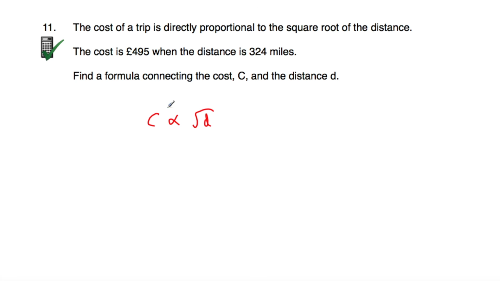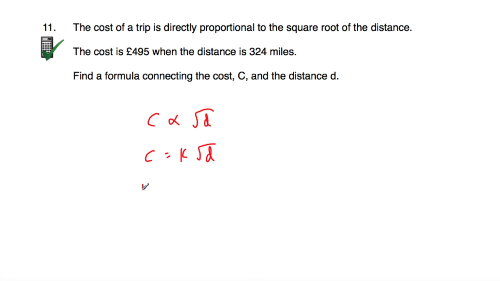Okay, so here we've got the cost is directly proportional to the square root of the distance. So that means if we replace the proportionality symbol with the equal sign, C is equal to, and then let's introduce the constant of proportionality, so let's multiply the right hand side by K. So that's going to be K times the square root of D. And let's find out what K is, and then that will be our formula once we substitute the value of K in.